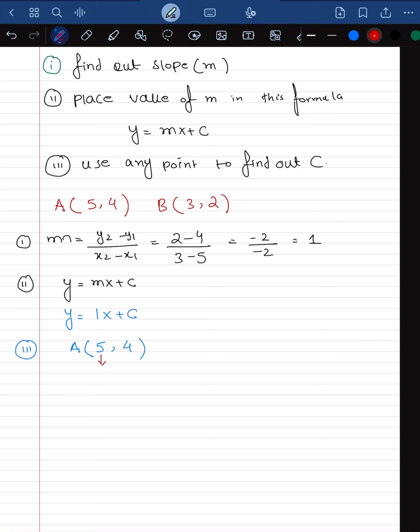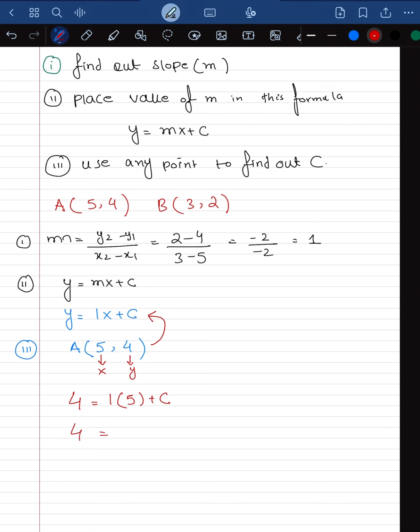The value of x is 5 and the value of y is 4. Now place these two values in this formula. You have to use the same step whenever you have to find out the equation. So let's say now we need to place the value. In place of y we will write 4, and in the place of x we will write 5, plus c.